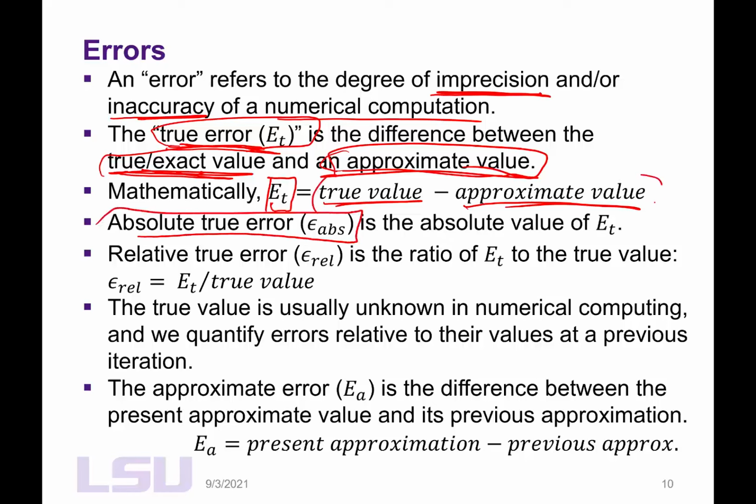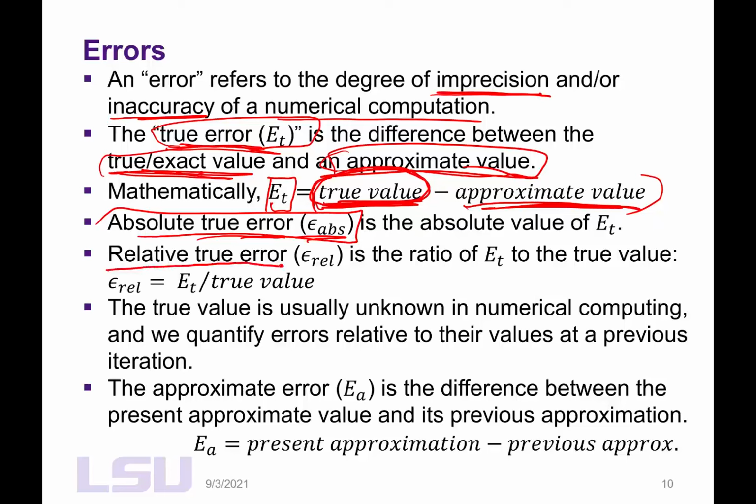So whichever one you put first is not important, because whether it's negative or positive, when you take the absolute value, you will get a positive value. So absolute true error is the absolute value of the difference between the true value and the approximate value. Again, it's true error because it's relative to the true value.